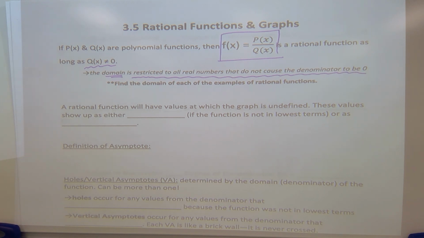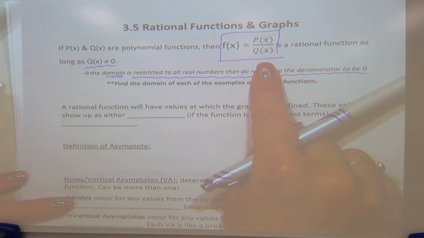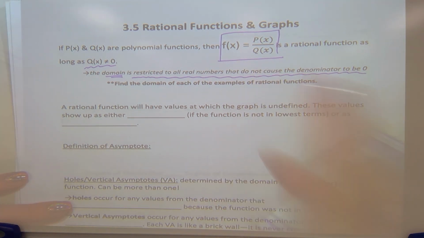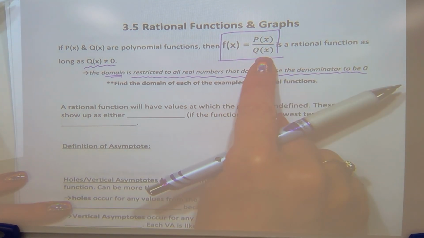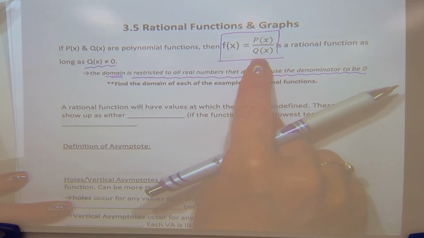What this definition tells us, in a nutshell, is that a rational function is going to have a variable in the denominator. That's what visually cues us in, if we have an equation, that we have a rational function, because that variable shows up in the denominator.